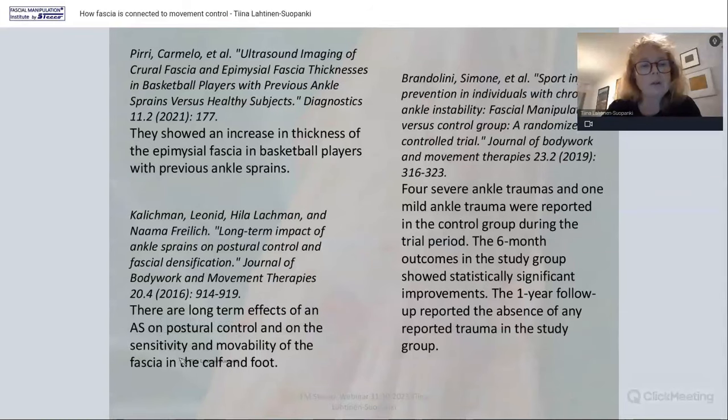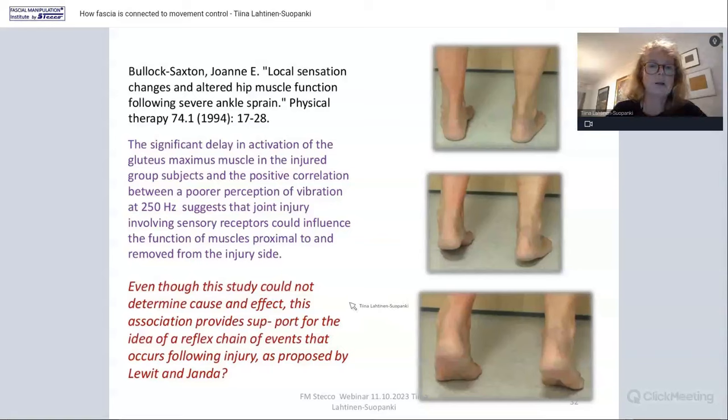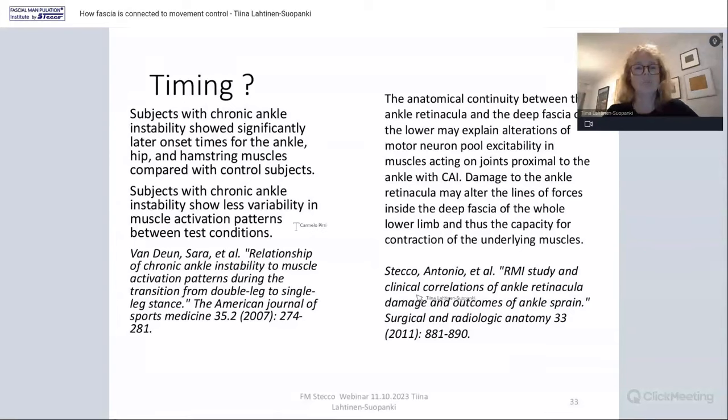And if you look here, the long-term effects, there are studies here from Carmelo again, my favorite author, and what happens and how they could prevent the trauma from happening again. So you can prevent traumas, you can affect the movement control by treating the fascial system. Yes, and then the important thing, the significant delay in activation that was noted, but they couldn't explain it. So here are even the studies that have been done on all these movement control disorders and traumas, they couldn't explain how it happened. But what we know explains. And here is from the less variability and so on.